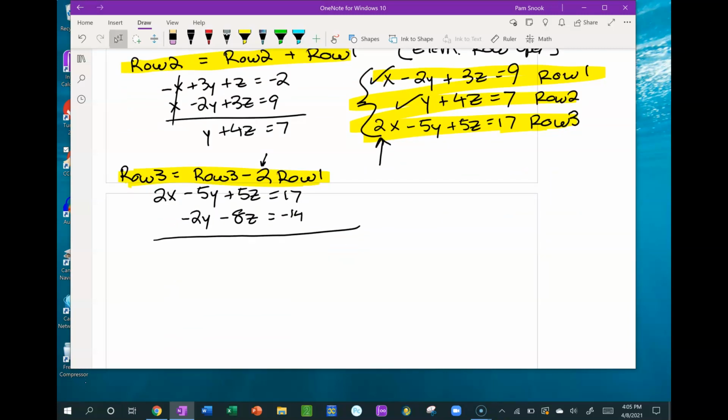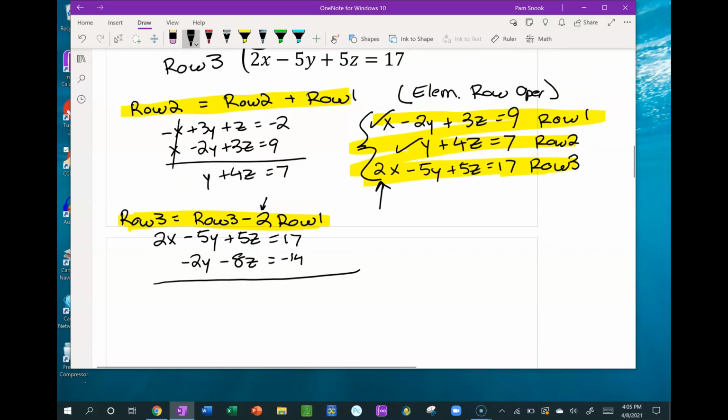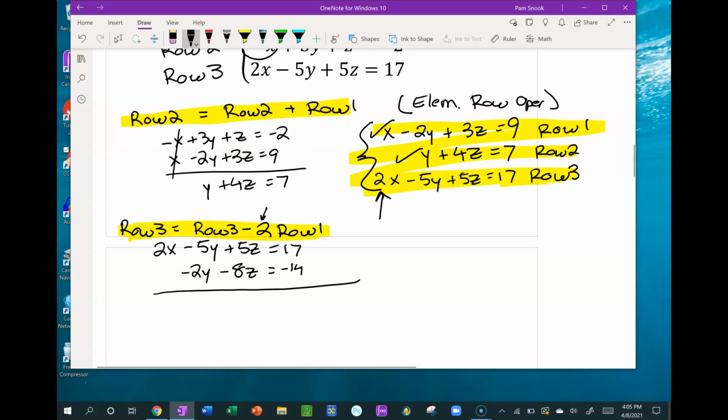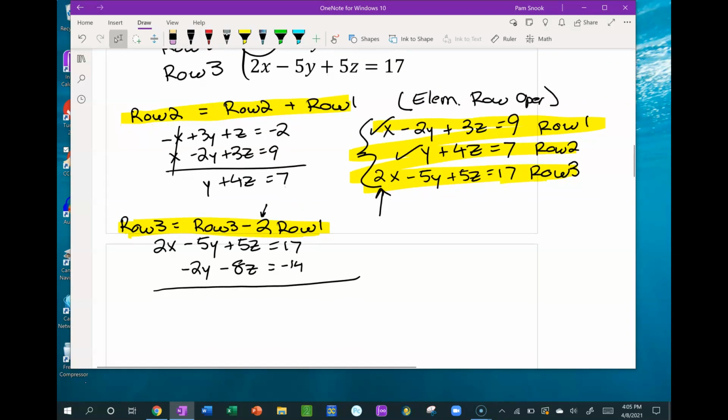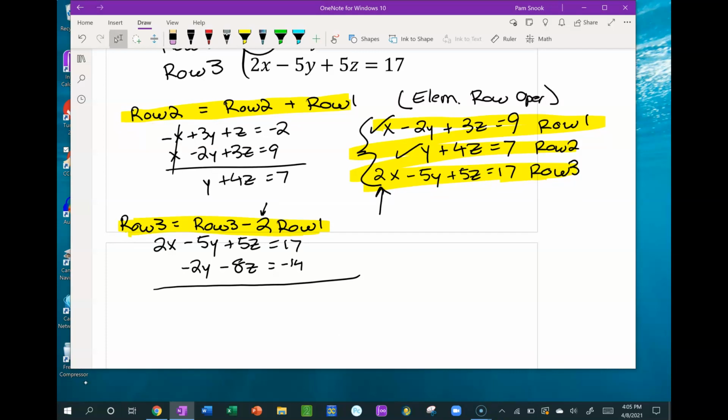Now let's add those together. I've already changed my sign, so I'm ready to add. Oh, and check it out, I have a negative 2x here. So let's check and make sure that I have things copied over correctly. So row 3 is 2x minus 5y plus 5z is 17. Also very important when doing elementary row operations, check what you're doing. And I need to subtract 2 times row 1. So I get my negative 2x.